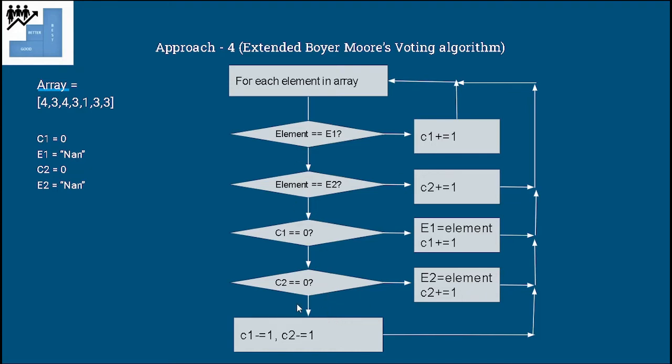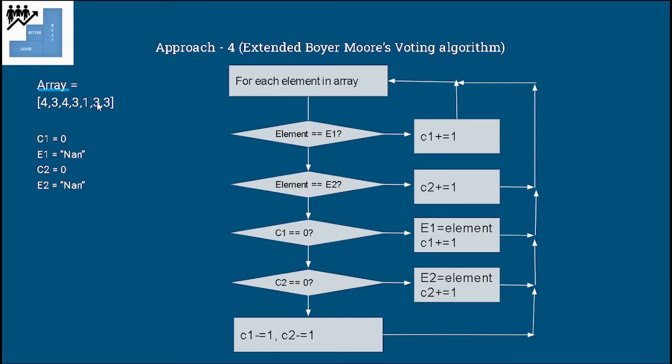And if all those four conditions are not satisfied, which means that we have found an element which is neither equal to E1 nor E2, and both the frequencies of E1 and E2 are greater than 0, then we decrement the frequencies of both these elements by 1, and then again go back to the next element.